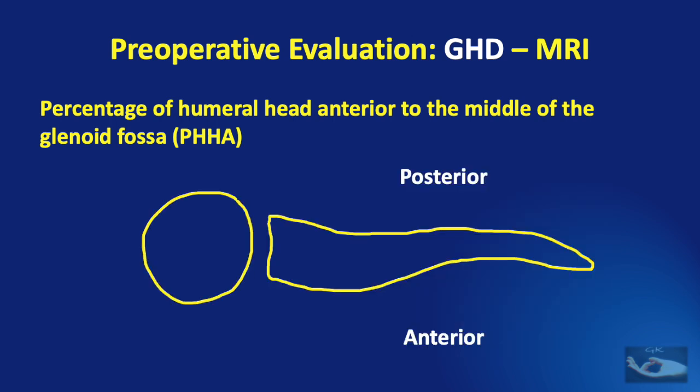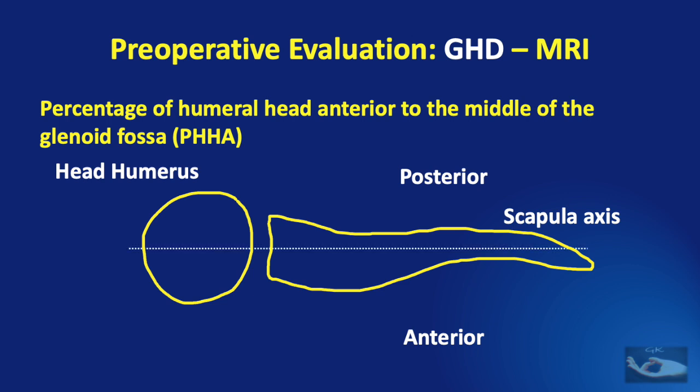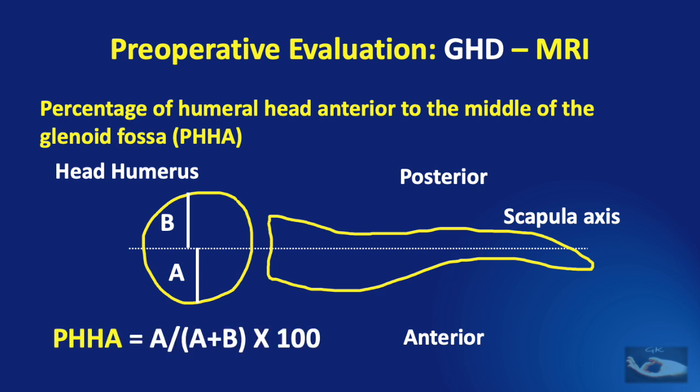If this is anterior and posterior, this represents the line of the scapula and the head of the humerus. The scapular axis is drawn which cuts the humeral head. The length of the head of the humerus anterior to this axis, A, and the length posterior to the axis, B, are calculated. The PHHA is now calculated by using the formula A divided by A plus B, times 100.